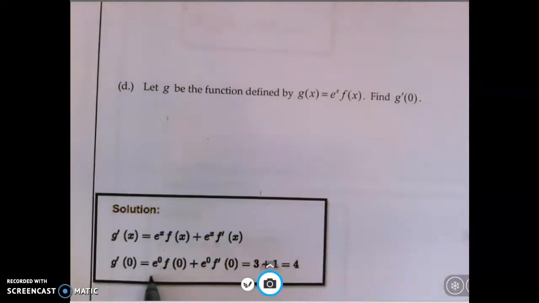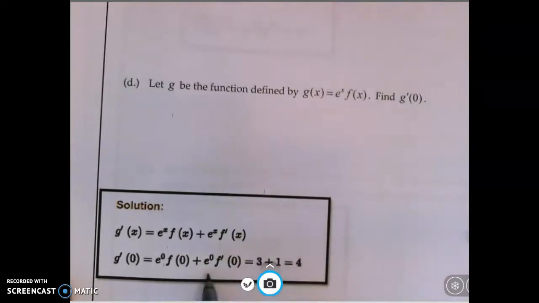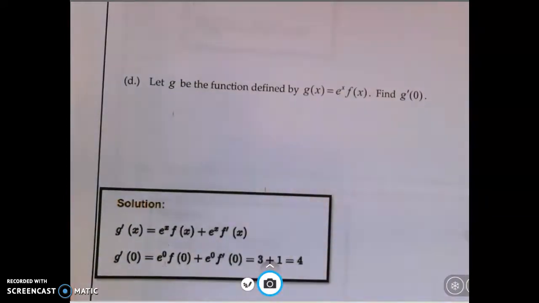We evaluate this at 0, it equals 1 times f of 0, which we know to be 3, plus e to the 0 again, which is 1, times f prime of 0, which we know to be 1. Therefore, this becomes 3 plus 1, or 4.